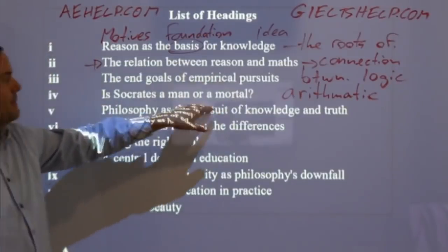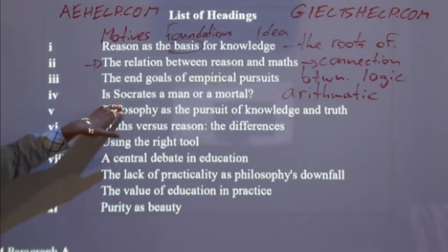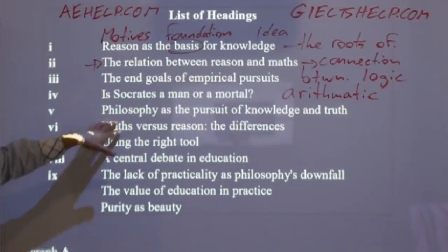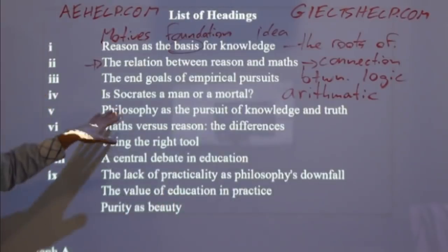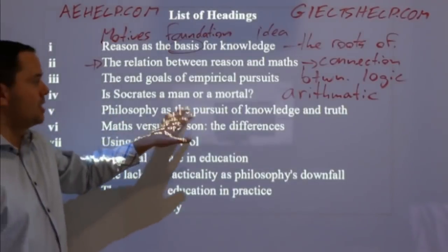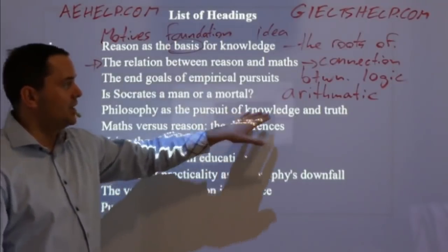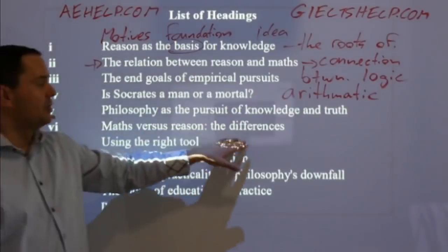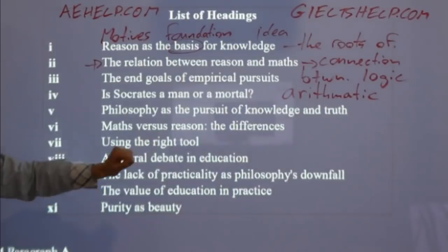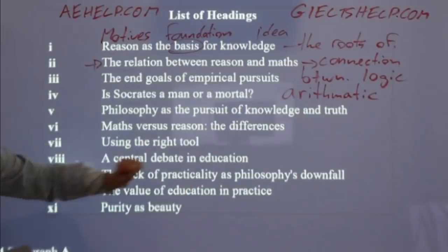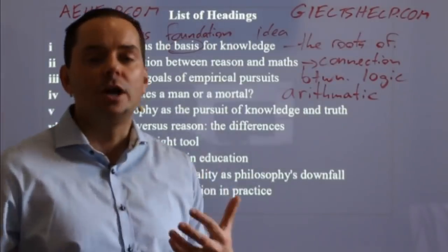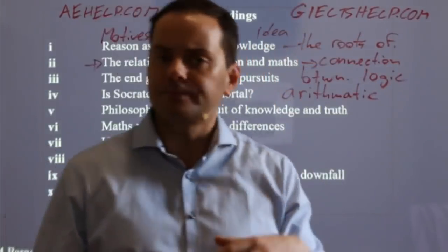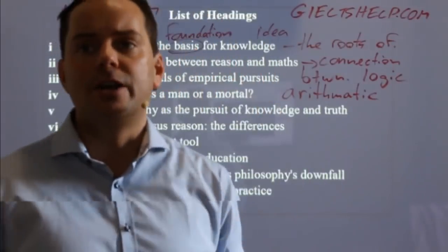So the end goals of empirical pursuits, so the final achievements of visually or seeing science. Is Socrates a man or a mortal? Is Socrates a guy or a human? Philosophy as the pursuit of knowledge and truth. Philosophy as trying to figure out logic, ideas, and reality, math versus reason, arithmetic against logic, how are they unique, using the right tool, applying the correct methodology. So I'm just going along here, students, and showing you how my brain is quickly paraphrasing these topics, okay? Again, at home, practice this over and over again, all right?